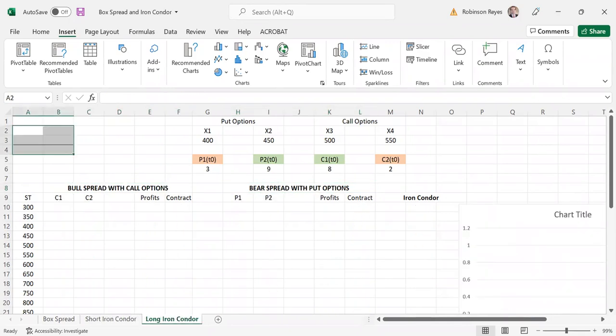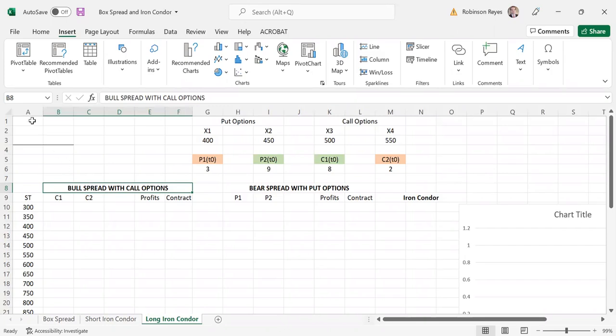The way to form a long iron condor is, in essence, to use the options that we have been using, respectively, for a bull spread and a bear spread. We have been using call options for a bull spread. We have been using put options when we form a bear spread in order to avoid early exercise risk. So if we use those appropriate options, calls and puts respectively, we will end up with a net long position when we form the iron condor.